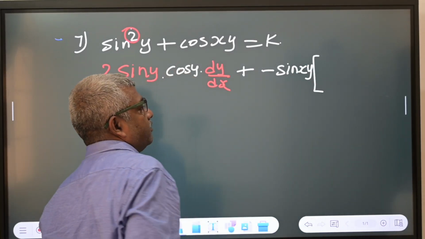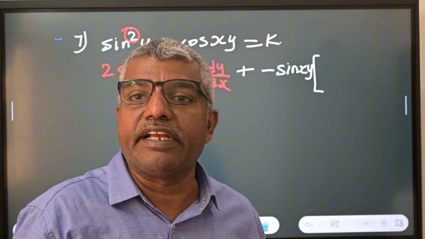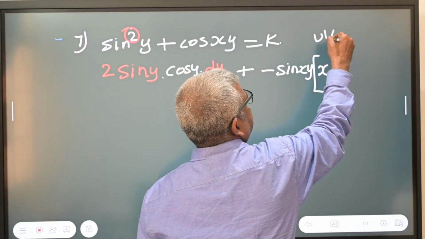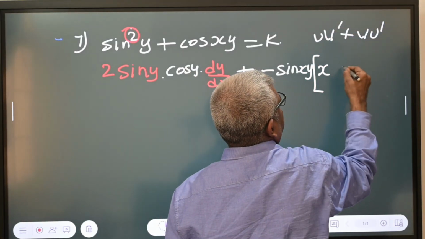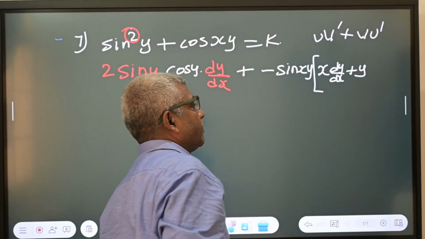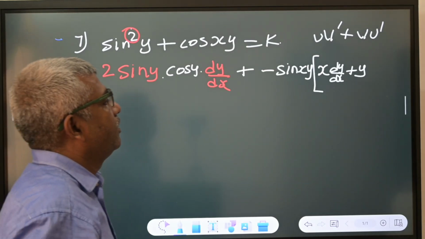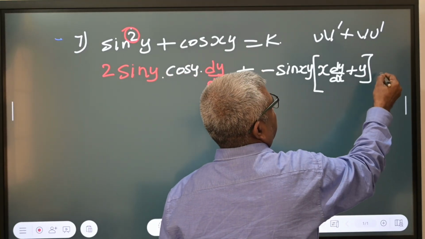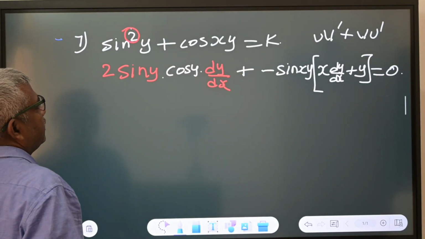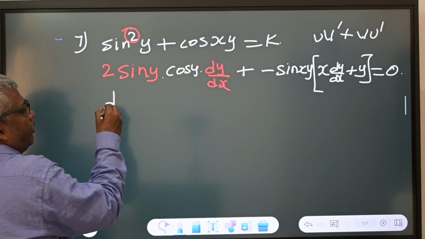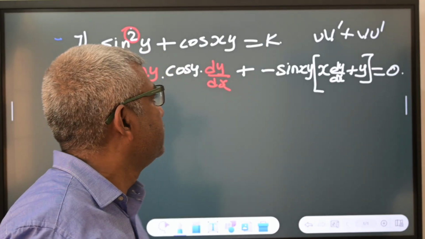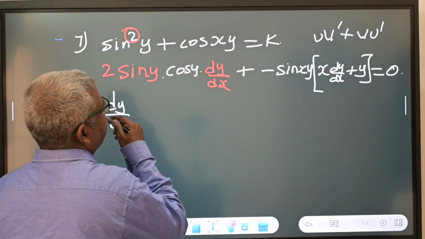We can stop here? No. xy differentiate பண்ணோம். Here xy is in uv product. X is u v dash plus v u dash dy by dx plus y. x differentiate பண்ணோம்னா 1, equal to 0. Got it? So 2 sin y dy by dx. இப்போ dy by dx நம்ம சப்ஜெக்டா எடுப்போம். 2 sin y cos y.